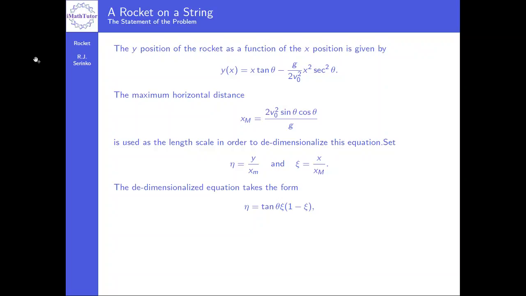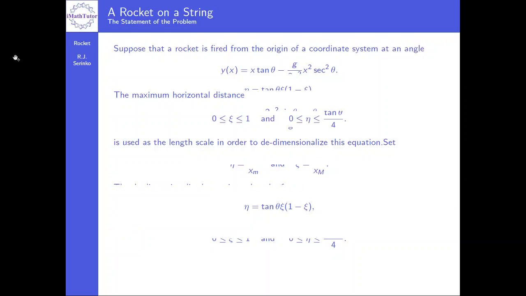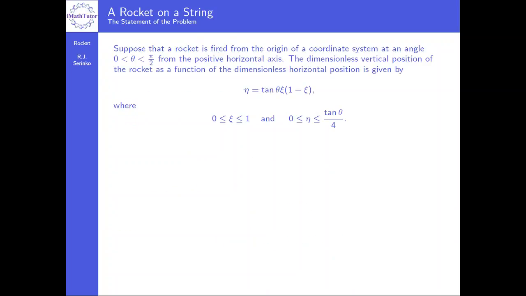Now we know that z runs between 0 and 1. Eta runs between 0 and tan theta over 4. This quadratic reaches a maximum at z equals a half, and that maximum is 1 over 4, so that's where that comes from. So here we have summarized what we've arrived at so far.